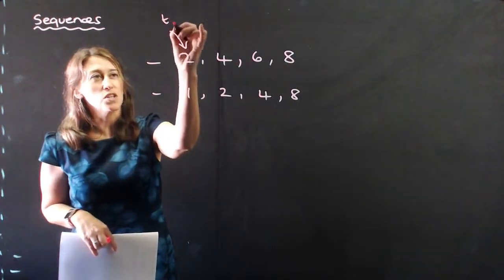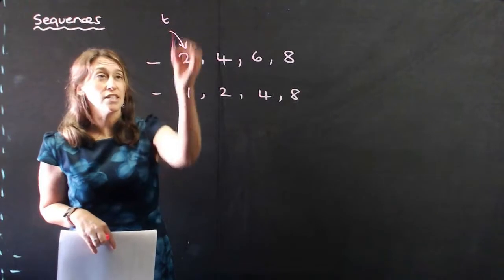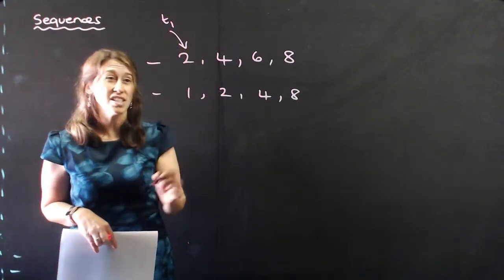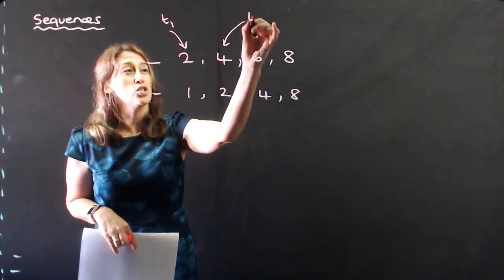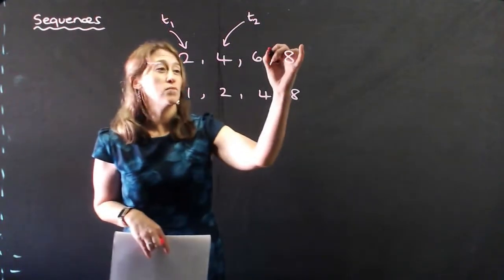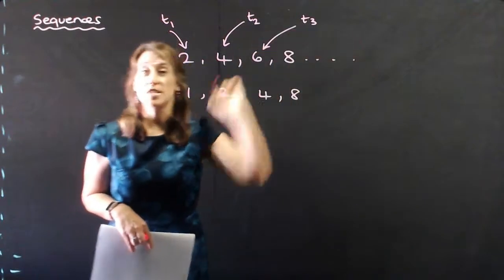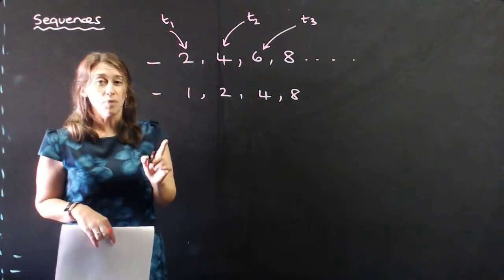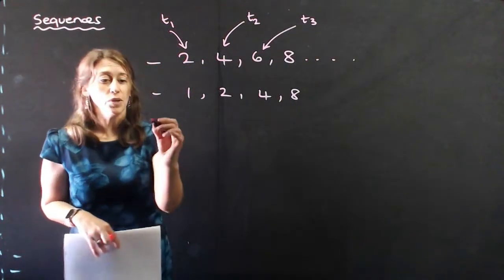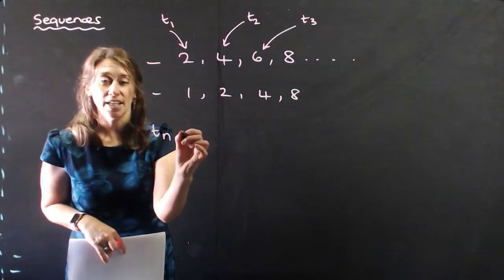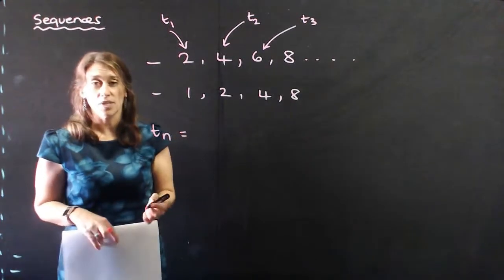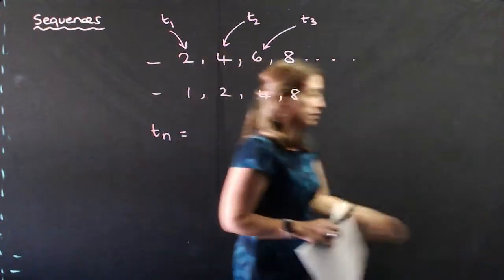So this is the first term, and we use the letter T to define terms. This is term number 1, T1. This is term number 2, T2. So on, term number 3, and so on, term number 4. And obviously the sequence continues. If we're looking at a general overview, we'd say that Tn is the number of terms in any particular sequence.